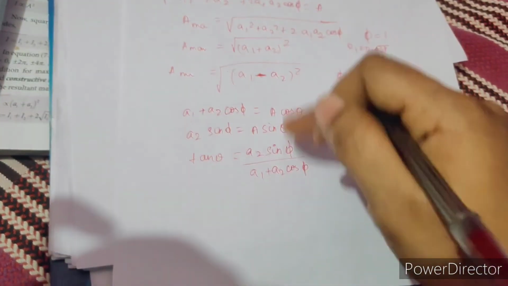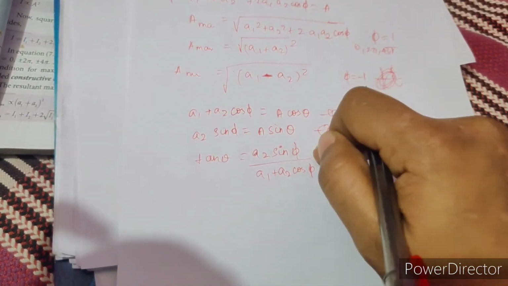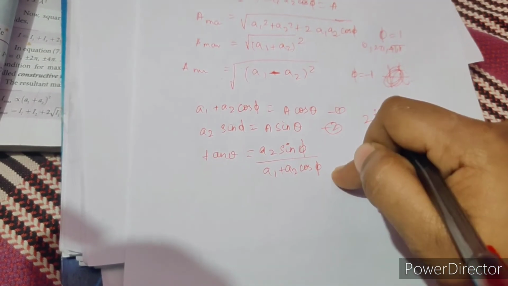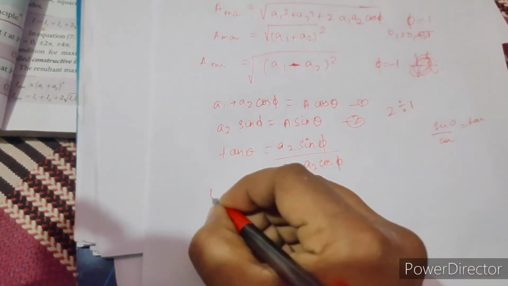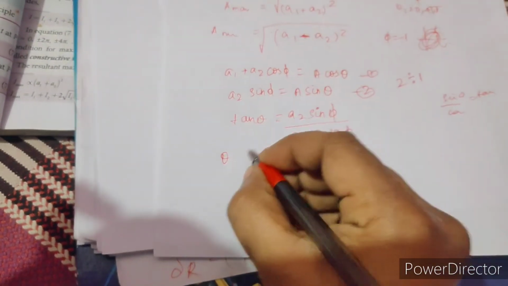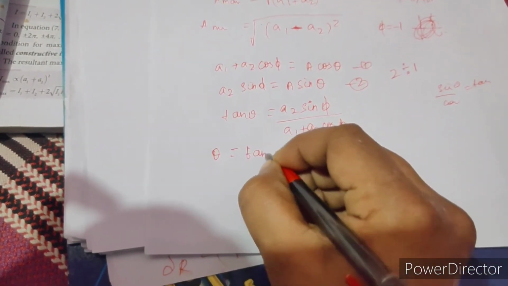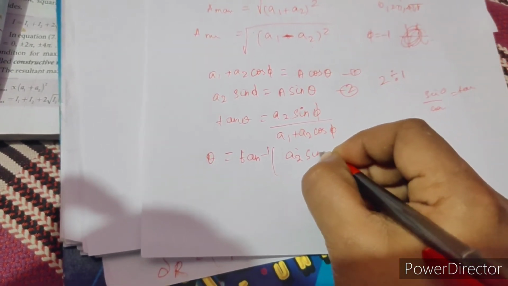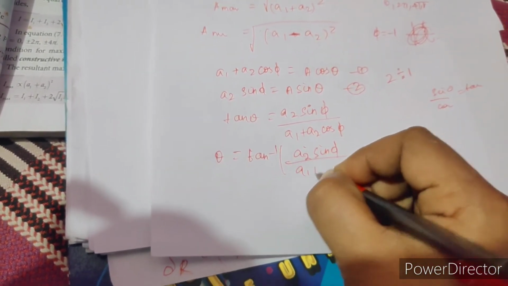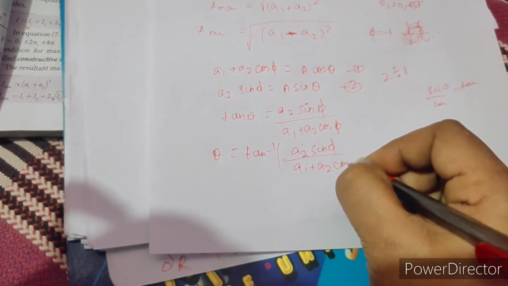Okay, so just I have written the equation as it is, but I have written the second equation as first and first equation as in the denominator. Why means we are dividing the equation 2 divided by 1. So we need only the theta value. So theta is equal to tan inverse a2 sin phi and a1 plus a2 cos phi.